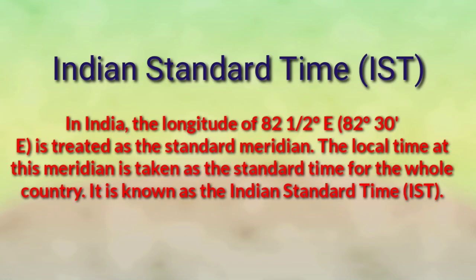Indian Standard Time or IST. In India, the longitude of 82.5 degree east is stated as the standard meridian. The local time at this meridian is taken as the standard time for the whole country. It is known as the Indian Standard Time or IST.